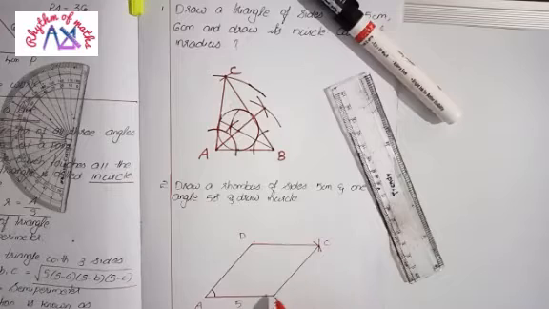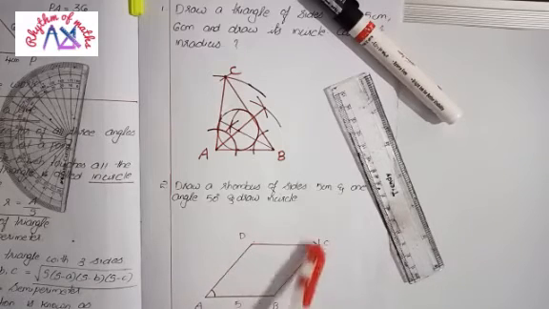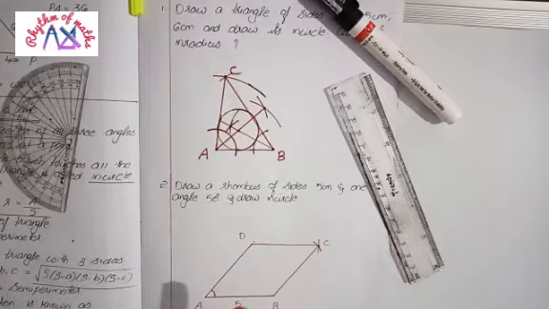Opposite angles are 50 degrees. Then these two angles are 130 degrees. Next, we need to draw the incircle of this rhombus. We know incircle means what? By drawing the bisector of any two angles.